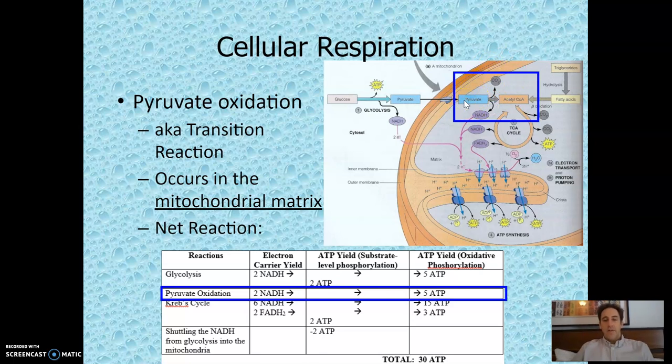The other thing I wanted to point out is, remember, this is happening twice per molecule of glucose. So again, glucose makes 2 molecules of pyruvate. You might want to add that to your figure. Those 2 molecules of pyruvate give rise to 2 molecules of acetyl-CoA, giving off 2 molecules of CO2 and 2 molecules of NADH.